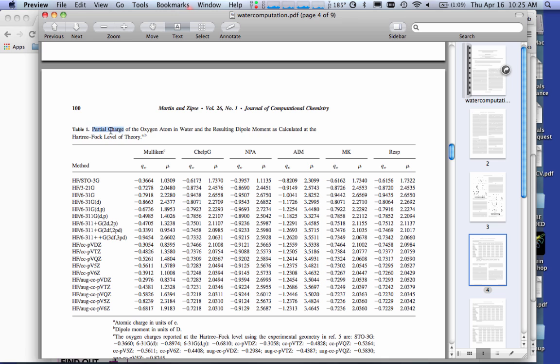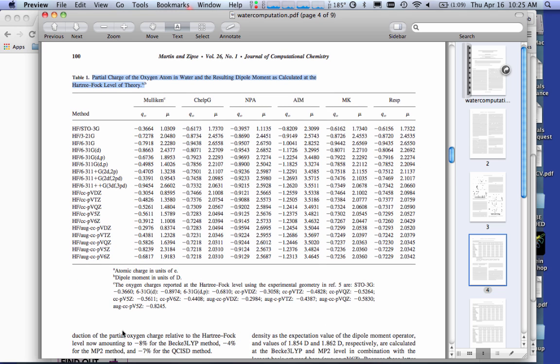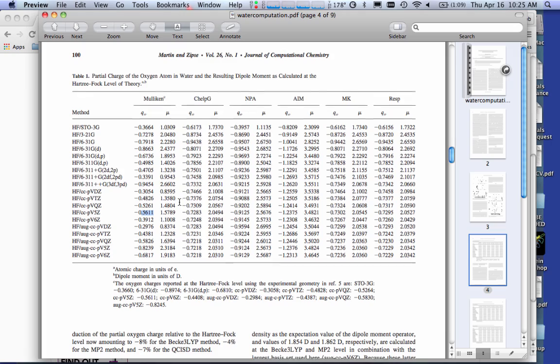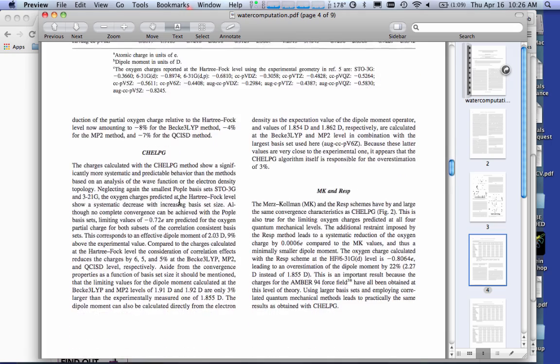I read the caption here, try to figure out what their units are, and start walking through this data to try to figure out, again, I'm looking for something around a minus 0.6. Okay, I'm getting stuff there, minus 0.5, minus 0.56. Okay, so those might be some pretty good methods there.